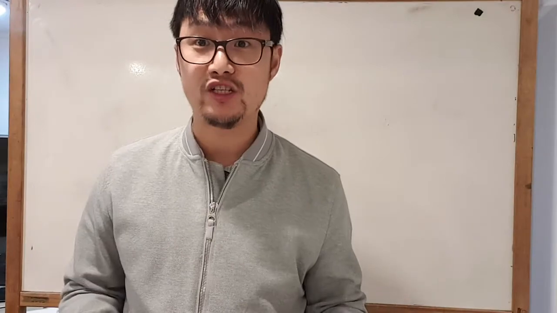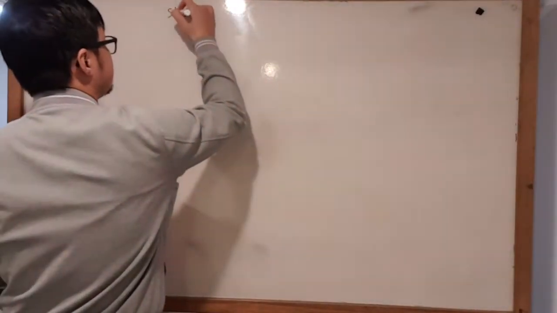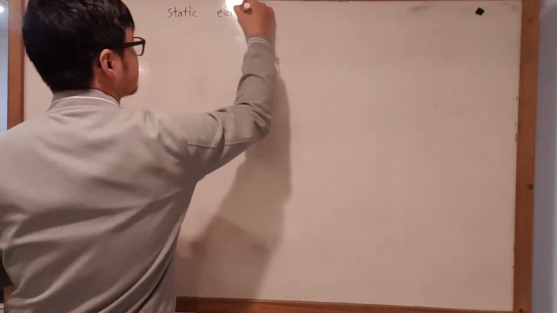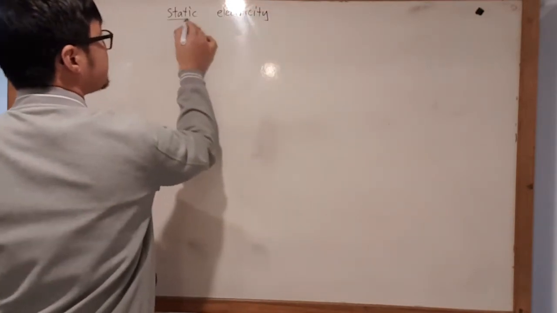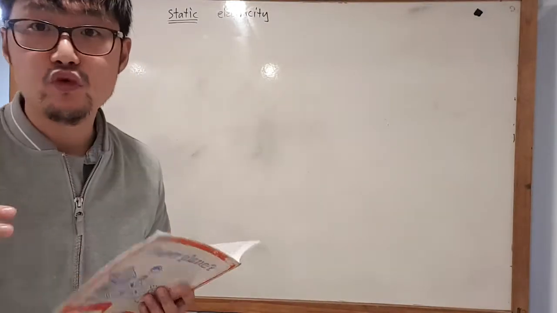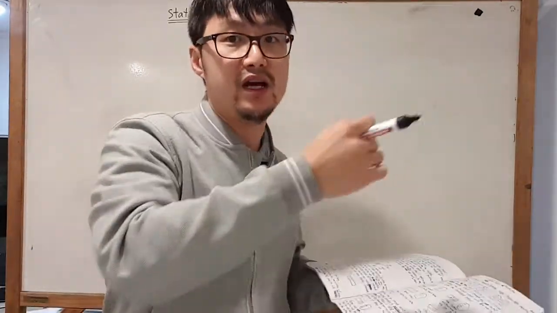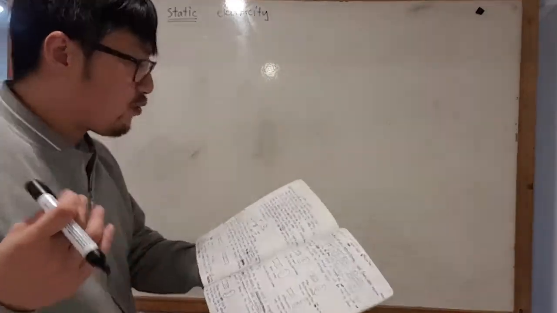Okay, now in this second lesson, we want to talk about why something starts to have a charge. In particular, we call this lesson static electricity. What does the word static mean? Static means not moving. If something is moving, it becomes electrical current, because it's moving. Static electricity means it's not moving. If it's not moving, let's see what happens.